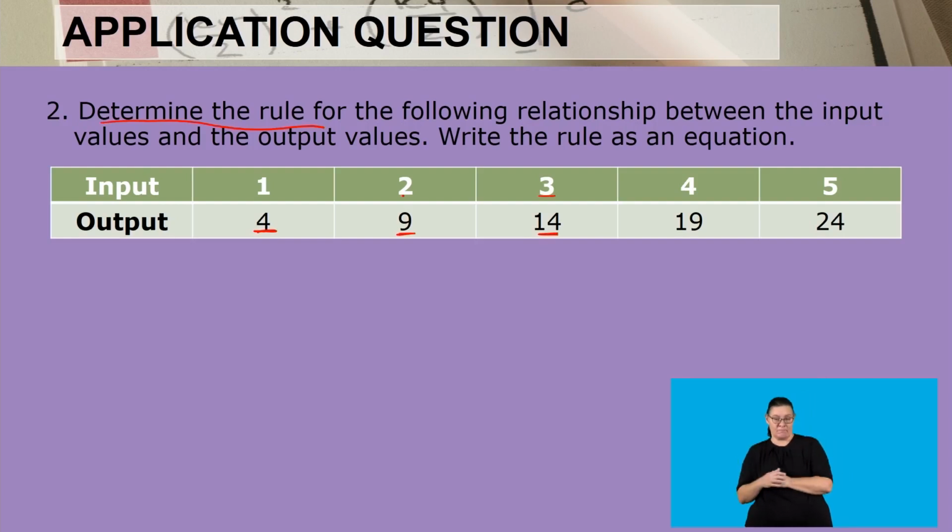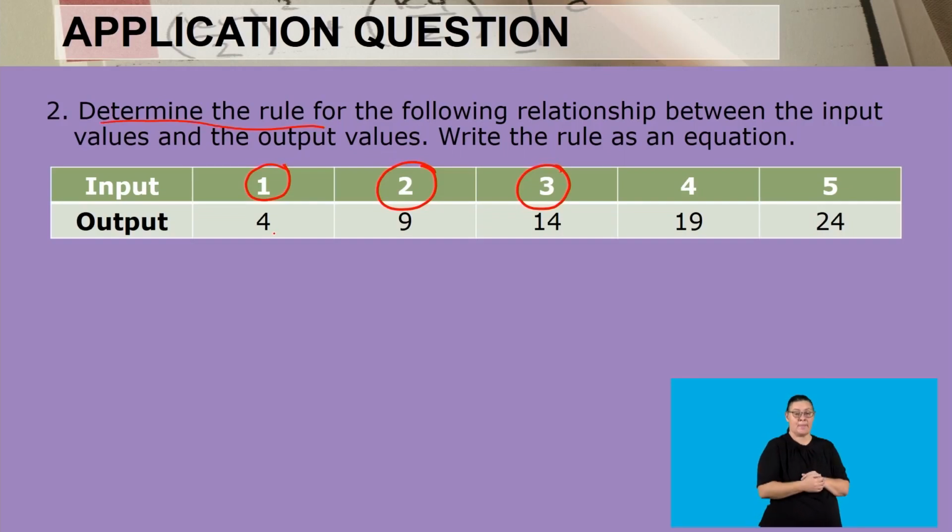Now remember, for us to determine the rule, we need to make sure that the input values or the term numbers are consecutive. You remember when we were working with number patterns, how we would use the first, the second, and the third term just to see what is the difference between the numbers. So now we have been presented with actually consecutive terms, because the first input was a 1, the second input was a 2, and the third input was a 3.